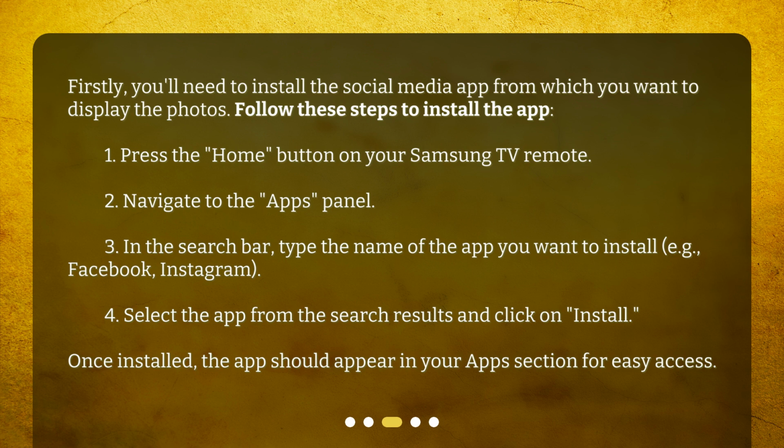1. Press the Home button on your Samsung TV remote. 2. Navigate to the Apps panel. 3. In the search bar, type the name of the app you want to install, e.g., Facebook, Instagram. 4. Select the app from the search results and click on Install. Once installed, the app should appear in your Apps section for easy access.